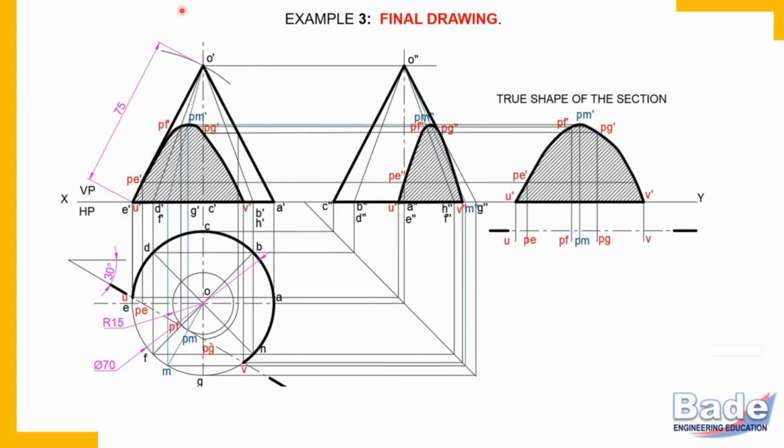All given dimensions you should insert in the drawing. So slant height is 75 mm in this problem. The cutting plane line makes an angle of 30 degrees. This inner circle is at a distance of 15 mm. It's given in the problem that the cutting plane is 15 mm from the axis. So this 15 mm circle radius we have shown here, and the diameter of the base is 70 mm. So all given dimensions you must insert in the diagram.